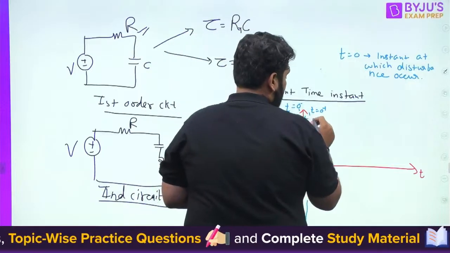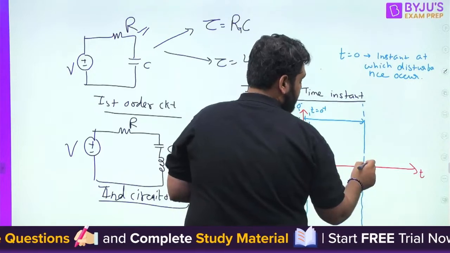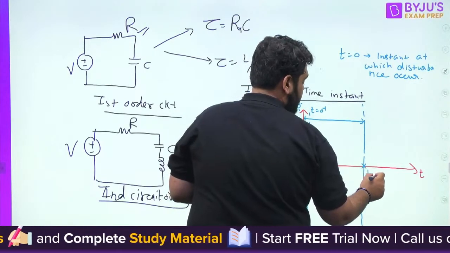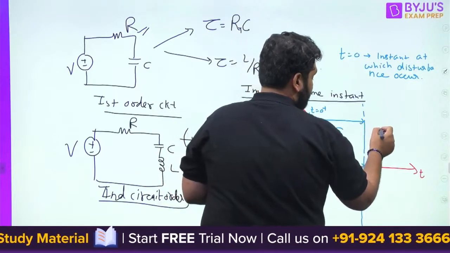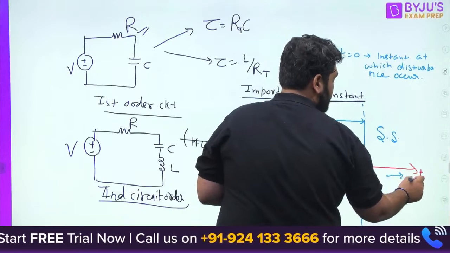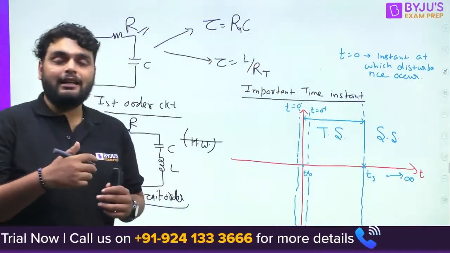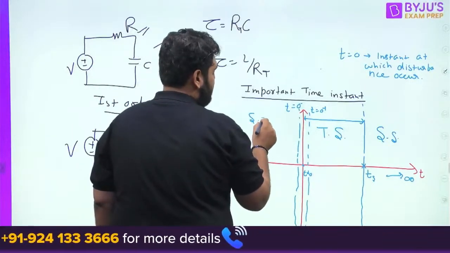Now from here to here, till the transient dies at settling time, which I can call Ts, we have a transient state. After the transient state, we have a steady state. You can say till t tends to infinity, or till the next disturbance occurs. Before the transient state, we also have a steady state.